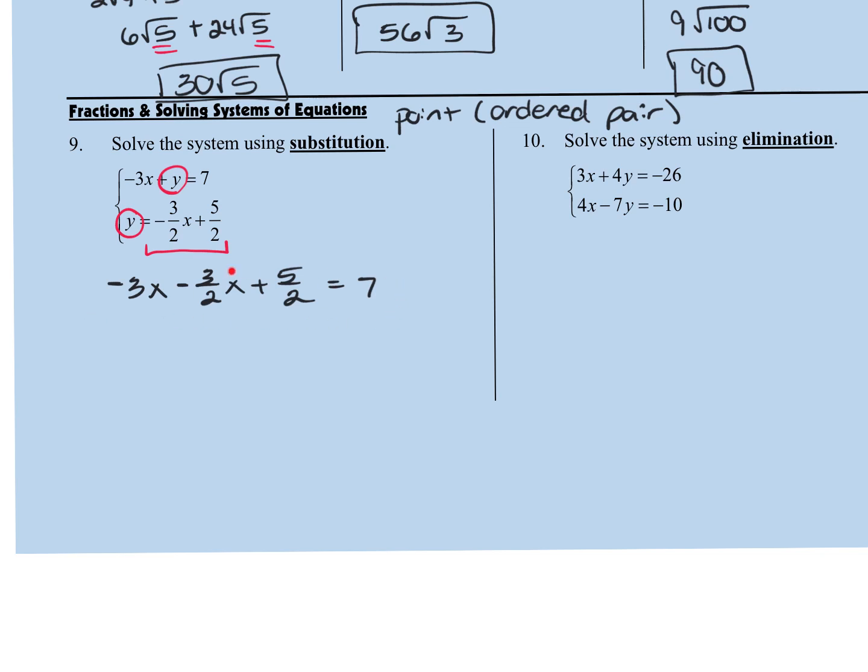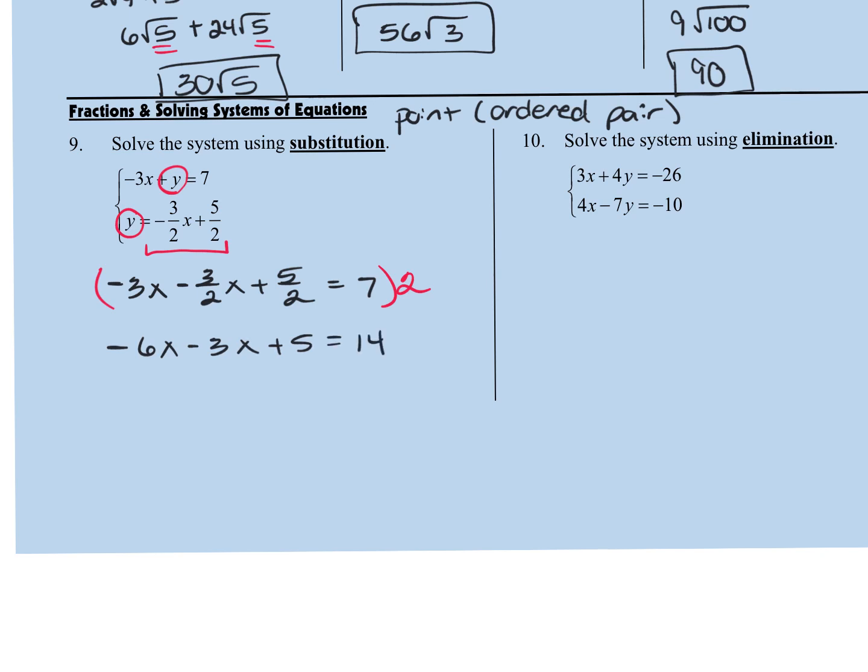I like, when I'm working with these types of problems, to clear my fractions as the very first thing. I'm going to multiply through by that least common denominator. In this case, I'm going to multiply through by a 2. So everything in this problem is going to get multiplied by 2. So as I distribute that 2 to each and every term, I will get a -6x, a -3x, a +5, and a 14.